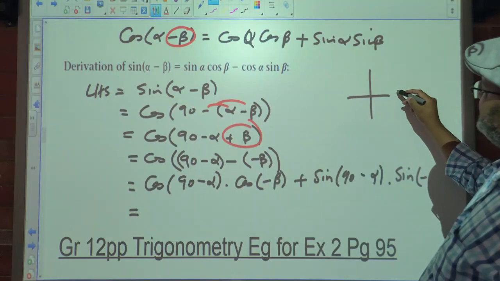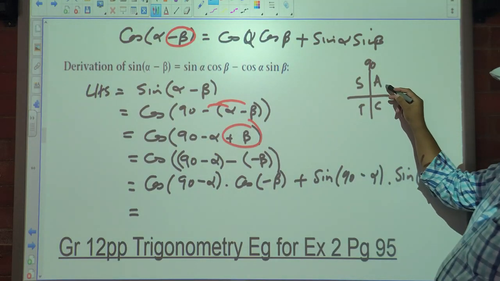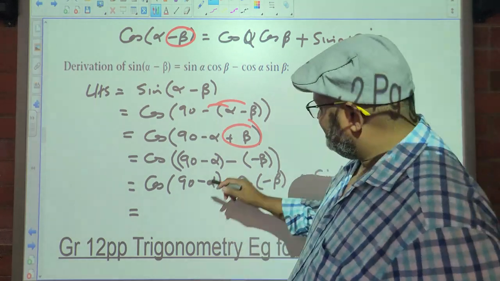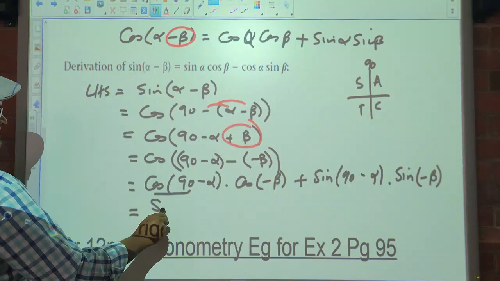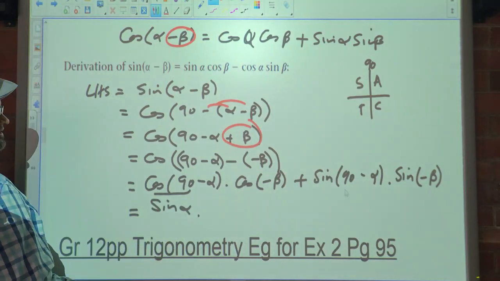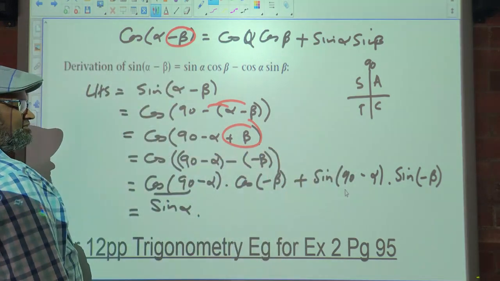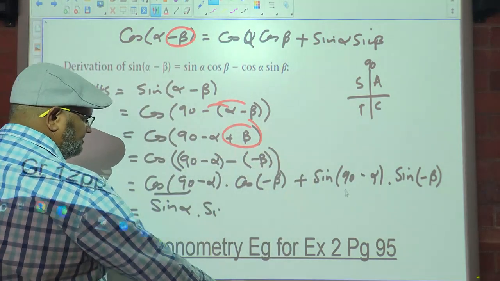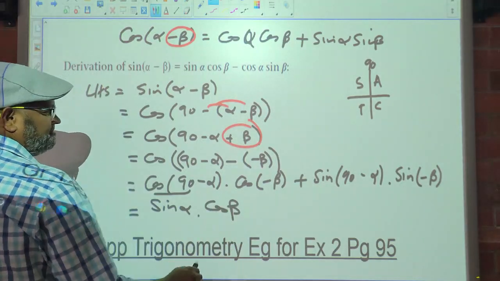Right, people, what do you do here? We're going to say 90 minus in which quadrant? First quadrant. Positive or negative? Positive. So you change that to sine alpha times cos of negative beta. Negative beta is in which quadrant? Fourth. Cos positive or negative? Positive. Cos alpha, or beta in this case.